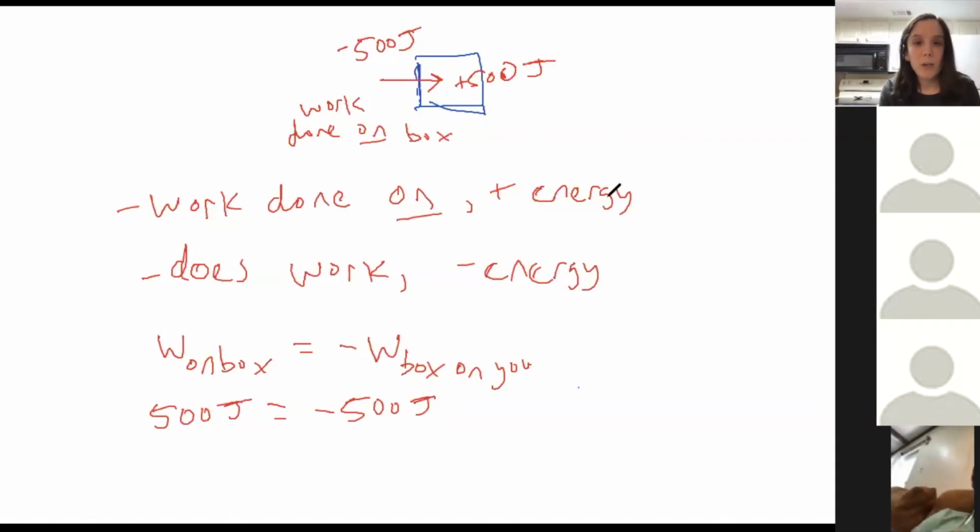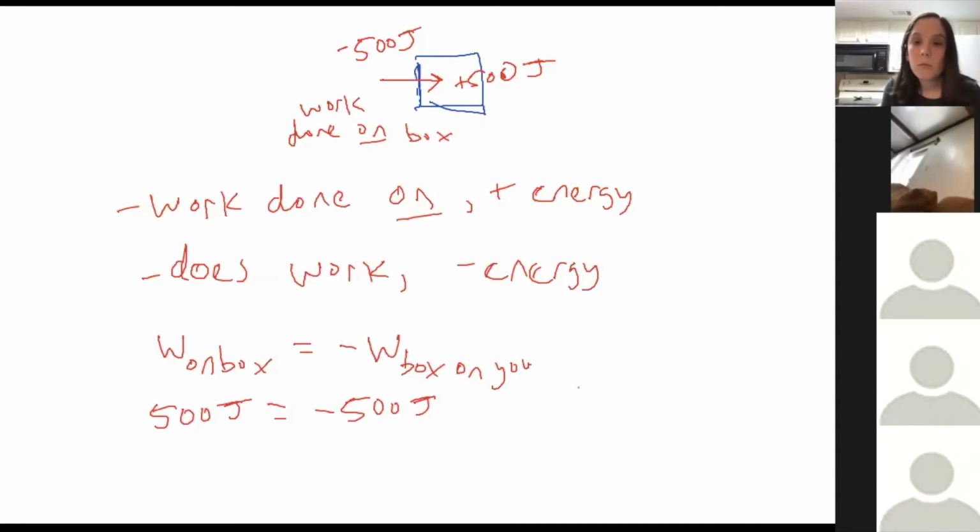Does that make sense before we go on? Just make sure that that is clear. So it's just the reverse, correct? Yeah, so if you're told that you do work on something, that thing can do work on you, but it's just the negative of whatever you did on it.